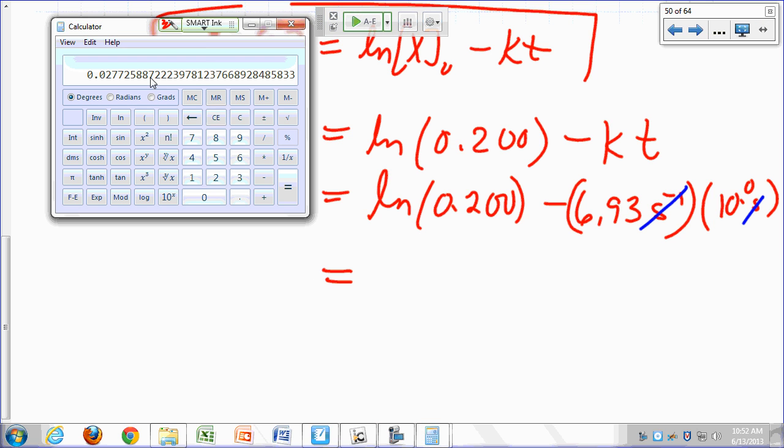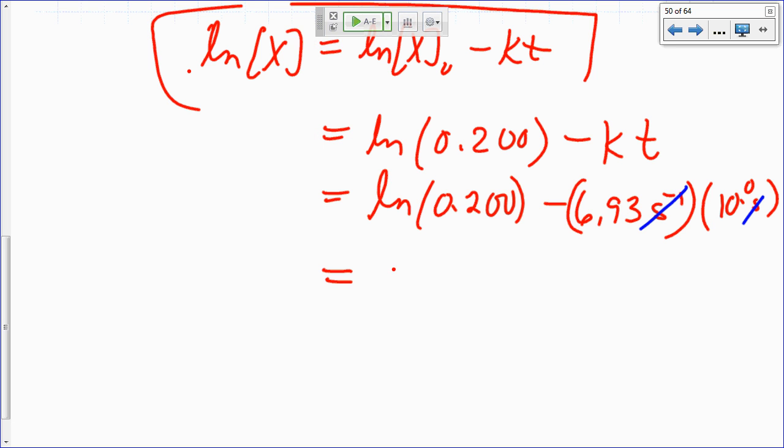Point 2, natural log of 0.2 is negative 1.609. By the way, when you're taking logs, the rule of thumb for sig figs is that however many sig figs you have, when you take the log, that would be the number of decimal places you keep.